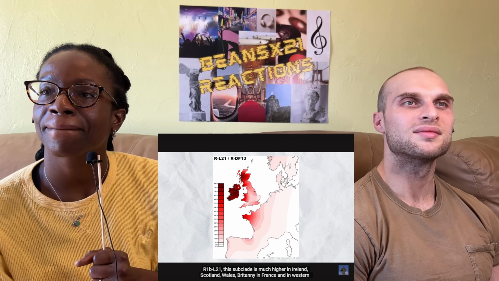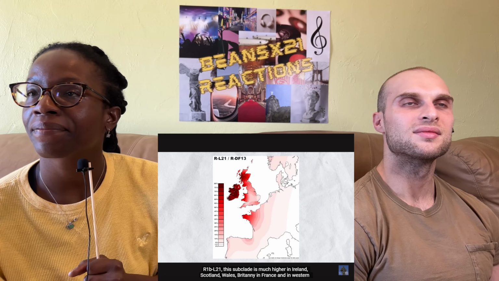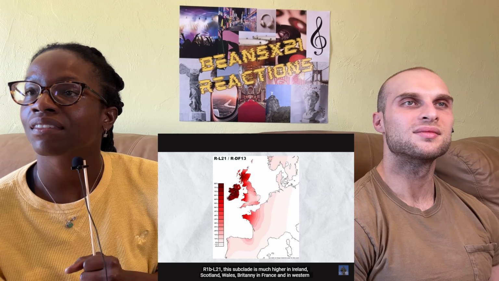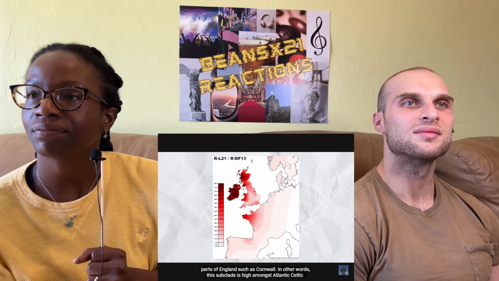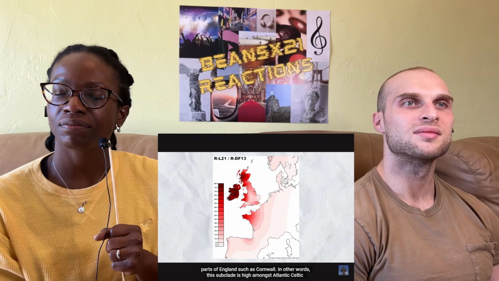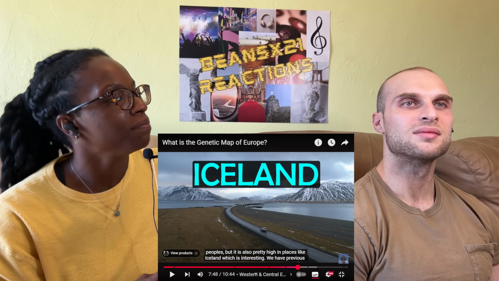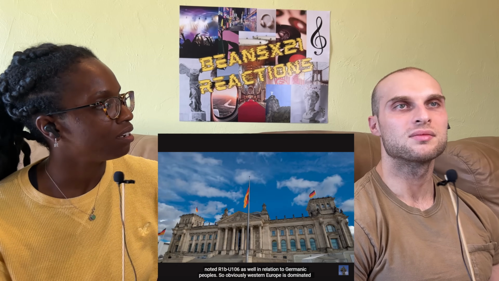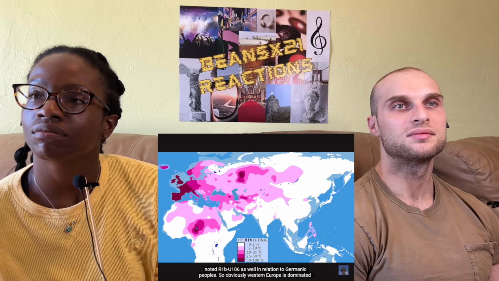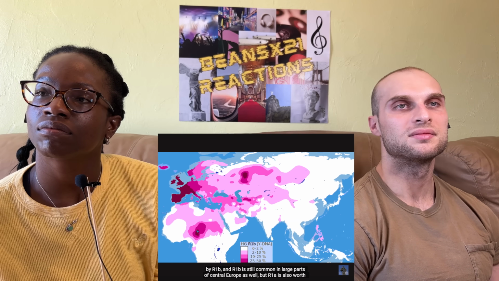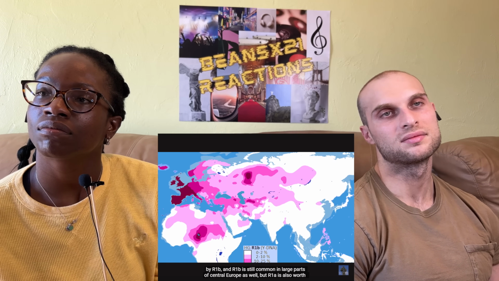And if we look at R1b-L21, this subclade is much higher in Ireland, Scotland, Wales, Brittany and France, and in western parts of England such as Cornwall. In other words, this subclade is high amongst the Atlantic Celtic peoples, but is also pretty high in places like Iceland, which is quite interesting. We have previously noted R1b-U106 as well in relation to Germanic peoples and Germanic ancestry. So obviously Western Europe is dominated by R1b, and R1b is common in large parts of Central Europe as well.